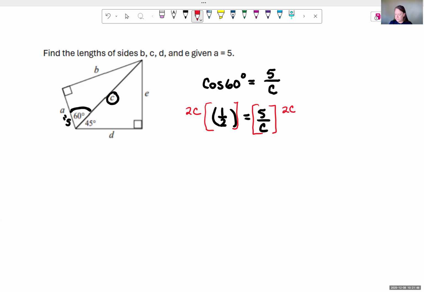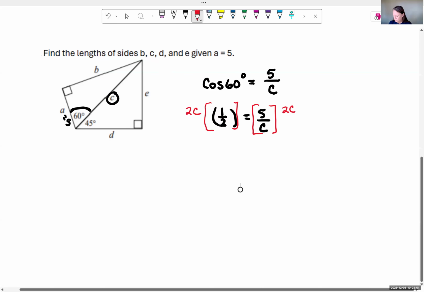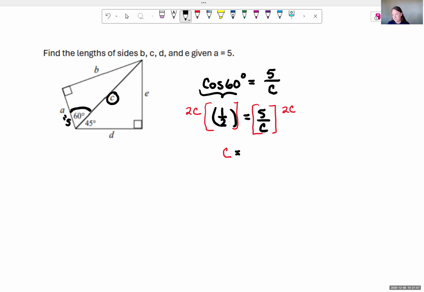Well, 2 goes into 2C, C times. How did you get 1.5? Sorry. Yeah, I evaluated cosine of 60 degrees.